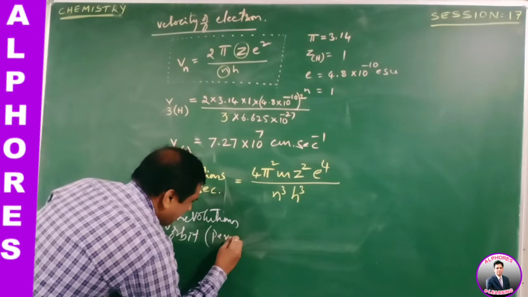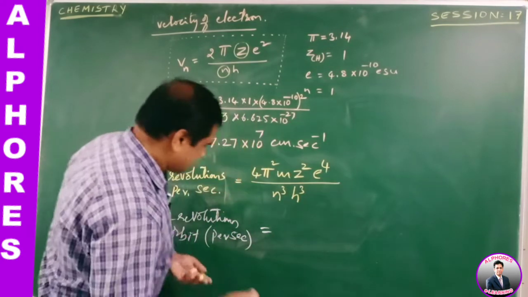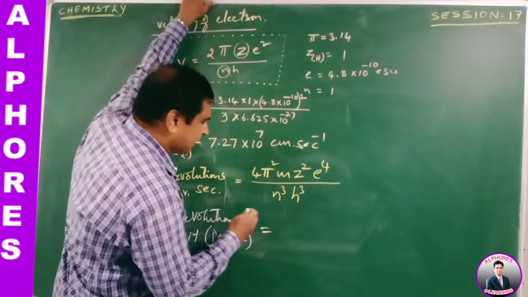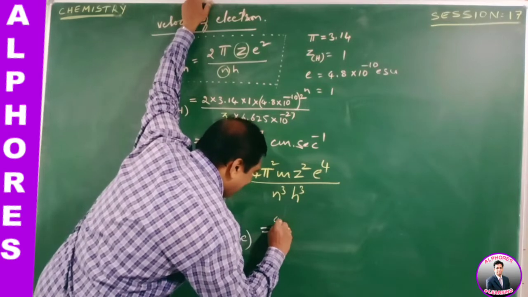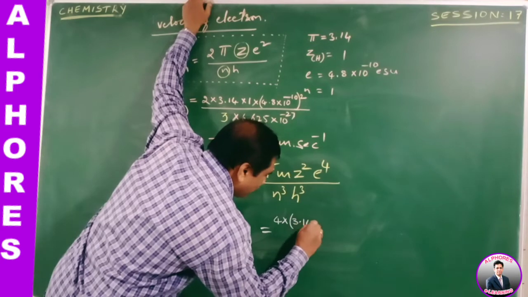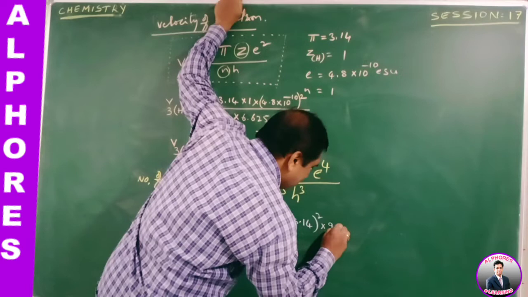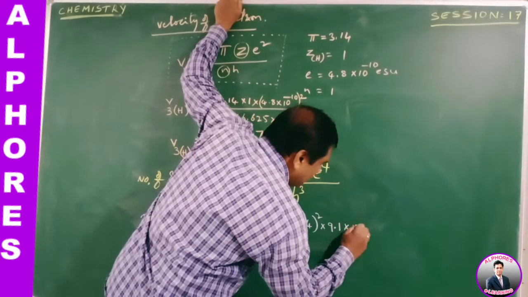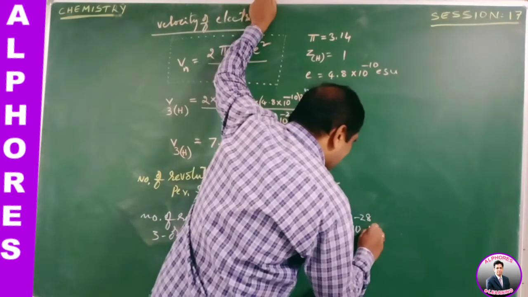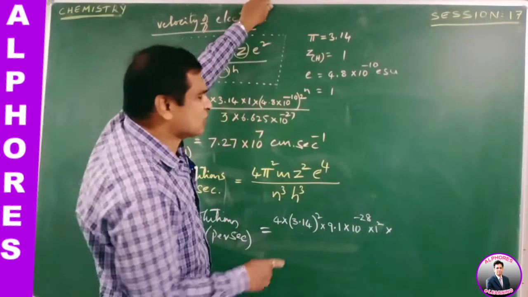Per second. That is equal to, okay, now let us see the data, we should be very careful. 4 into pi square, that is 3.14 square, m, the mass of the electron, 9.1 into 10 to the power minus 28 grams. The atomic number of the hydrogen atom is 1, into the charge on the electron.